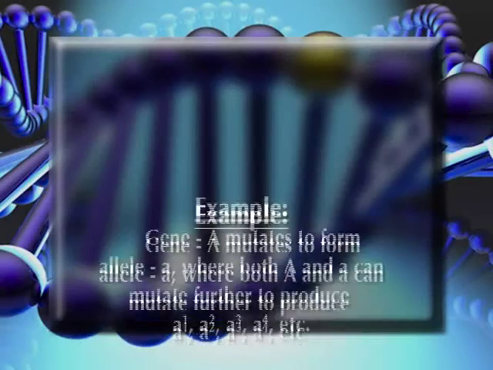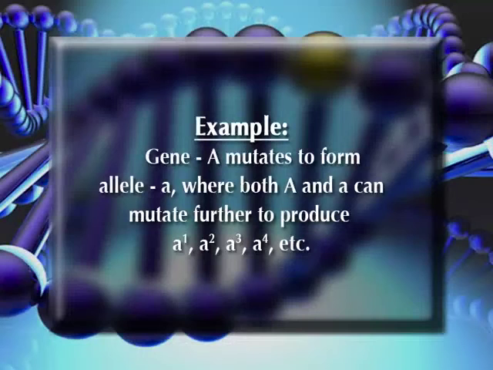The different alleles of a gene actually represent its mutant forms. For example, a gene A mutates to form allele A', where both A and A' can mutate further to produce A1, A2, A3, A4, etc. The symbols employed for multiple alleles are slightly different.